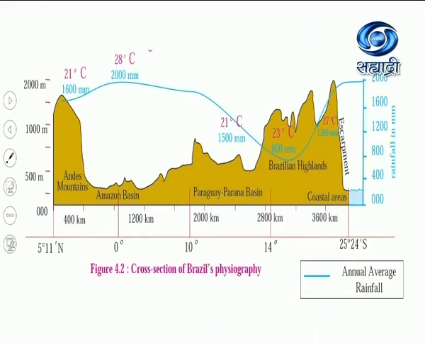This is a cross-section of Brazil's physiography in your textbook. We see from 5 degrees north to 25 degrees south. That means this portion is the equator. We find the cross-section from the Andes Mountains, the Amazon Basin, the Paraguay-Parana Basin, the Brazilian highland, and the coastal areas. Now, if we see the rainfall in millimeters, we find the maximum rainfall in the coastal region because of the escarpment.